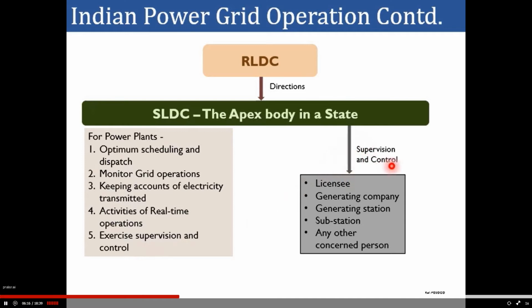It also ensures the supervision and control of various entities such as licensees, the generating companies, generating stations, substations, and any other concerned entity which is responsible for power transmission in a state. So this is the role of SLDC.